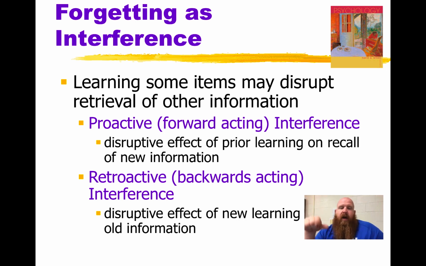But this also works the other way, retroactive or backwards acting interference. This is the disruptive effect of new learning on the recall of old information. Phone numbers are a big one on this. Somebody gets a new phone number. Or people who move a lot get new addresses. I can remember my old address when we lived in Michigan or in Round County, but I no longer remember my address when we lived in Detroit, Michigan.